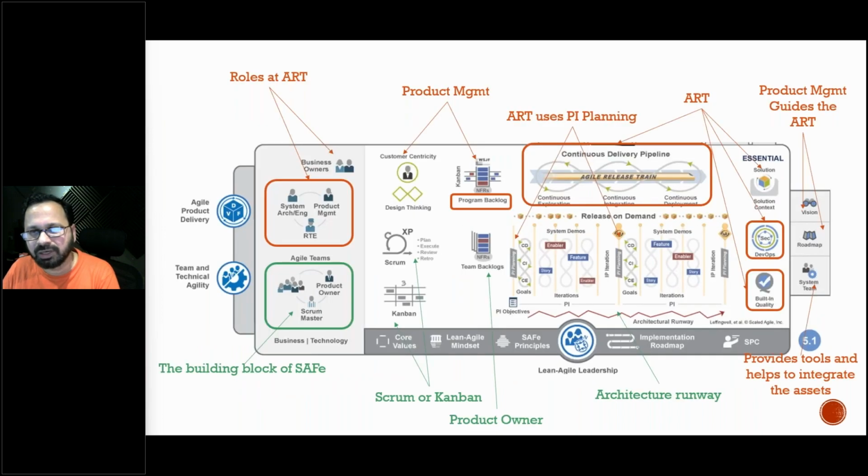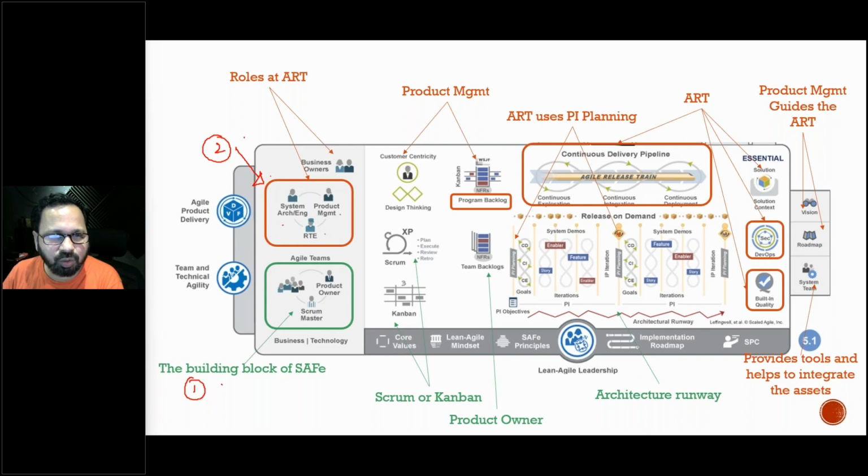Now let us zoom in on this picture a little bit and explore further elements of it. We already saw number 1, which is the building block of SAFe, our Scrum teams, or the agile teams. Rather than Scrum teams, I'll call them agile teams. And this is the second one, which is the roles at the program level or the ART level, which is the RTE, product management and system architect.